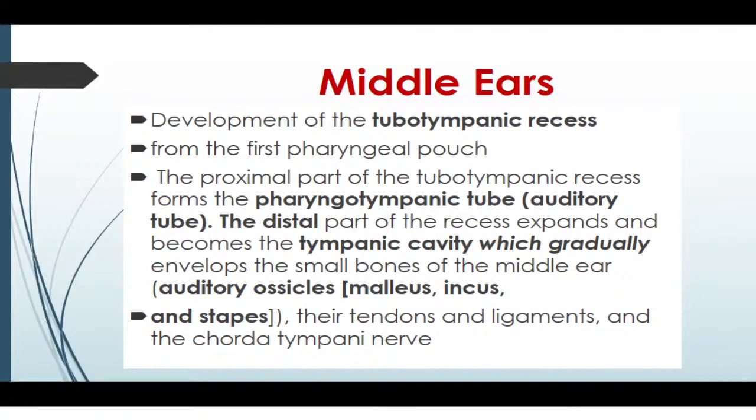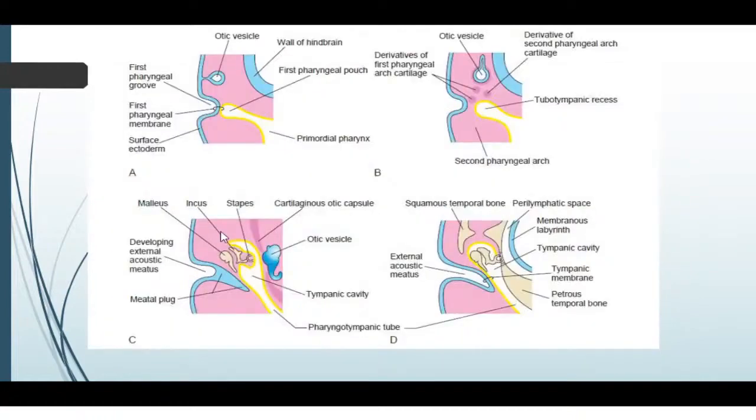part of the tubotympanic recess that becomes the tympanic cavity, which gradually develops into the small bones of the middle ear, the auditory ossicles, malleus, incus, and stapes, their tendons and ligaments, and the chorda tympani nerve. And we have to see how the first pharyngeal groove gives rise to the formation of the external auditory meatus and external ear.